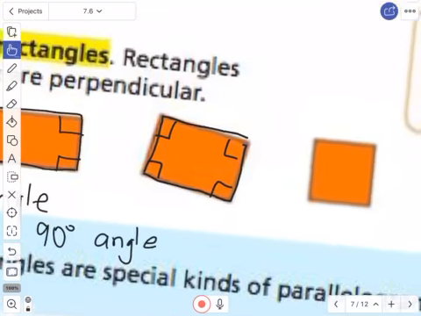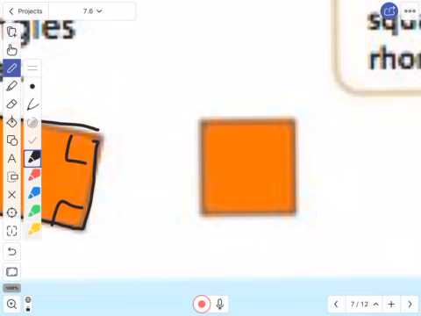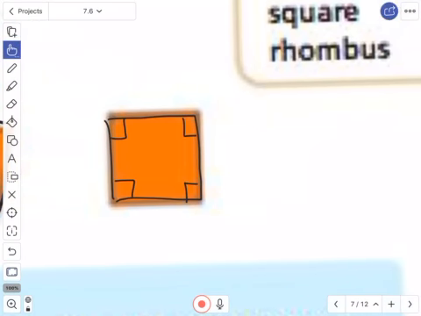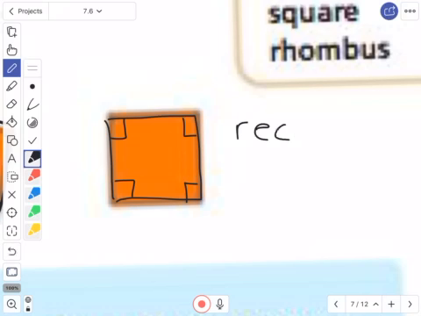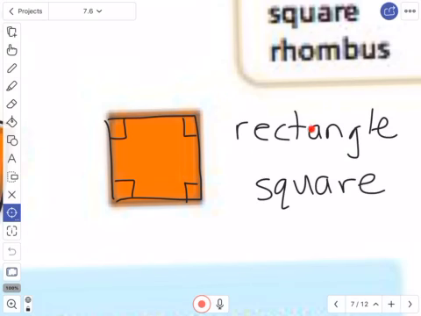Now, you may be thinking, hey, that's a square. Well, yes, but it's also a rectangle, because all rectangles need to have are four sides, 1, 2, 3, 4, and four right angles. That is a rectangle. Now, you can also call this one a square. So it's kind of cool because squares and rectangles are kind of special. It's a rectangle and a square because as long as it has four sides and four right angles, it's a rectangle.